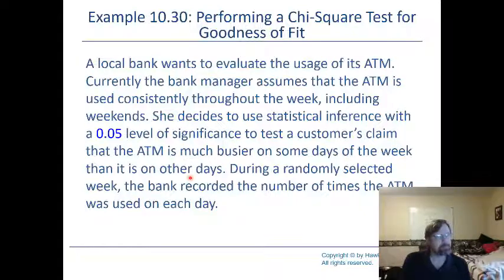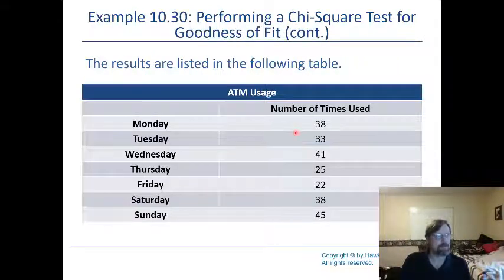Okay, and here are their results. 38 on Monday, 33 on Tuesday, 41, 25, 22, 38, 45. That looks like some fairly large differences, possibly. But how large is actually significant?